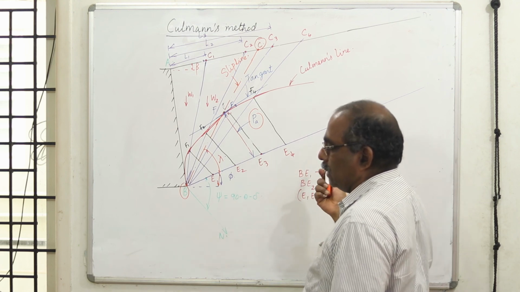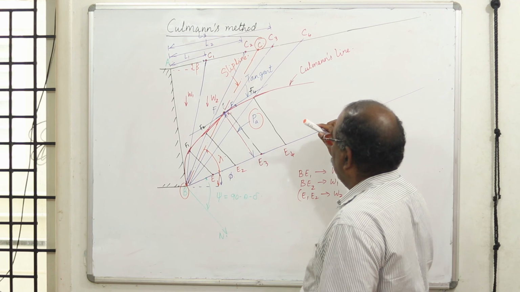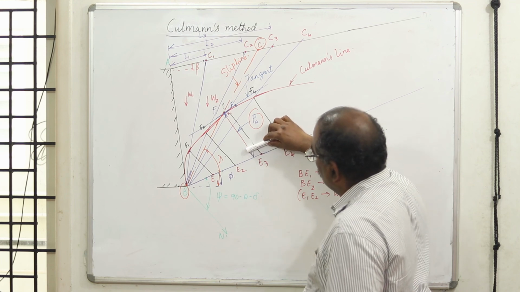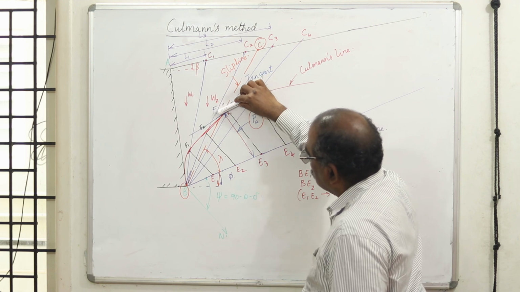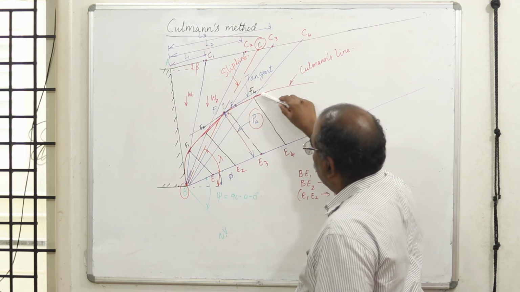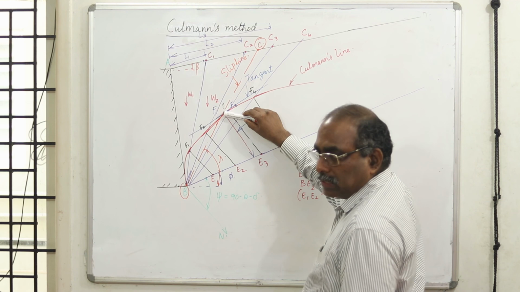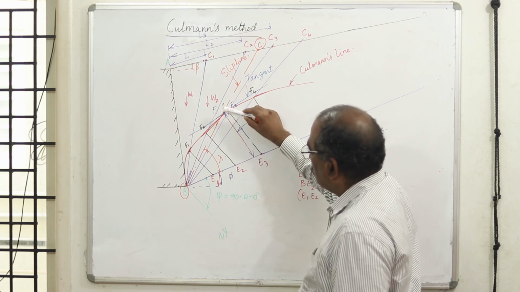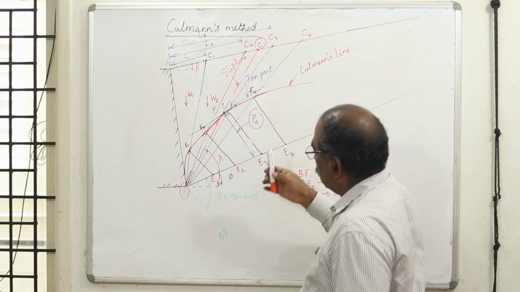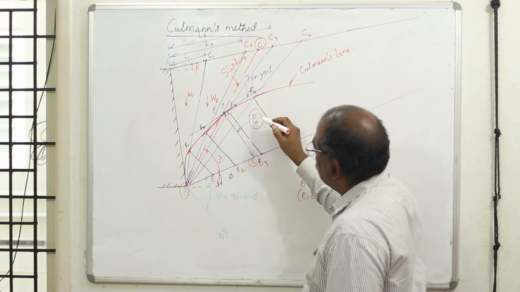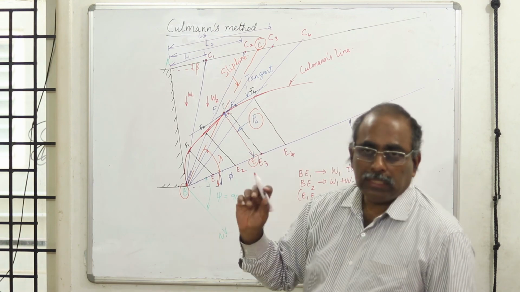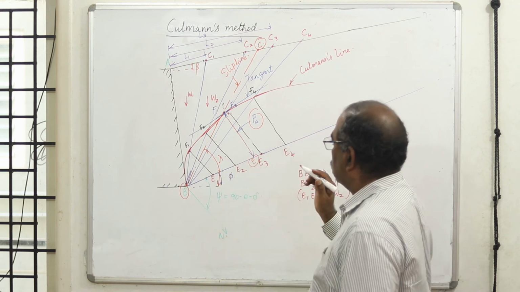It is a Culmann's line, it is not a straight line, it is a curve. Then what I am going to do is draw a line parallel to the phi line, touching tangentially to the Culmann's line. Wherever it touches tangentially, I mark that point as F. Then I measure EF to scale, that represents the total active lateral thrust.